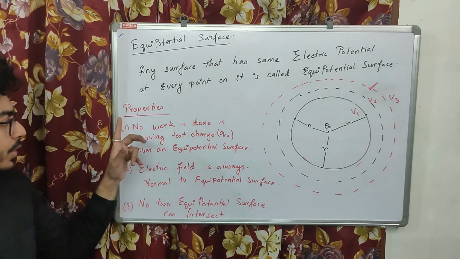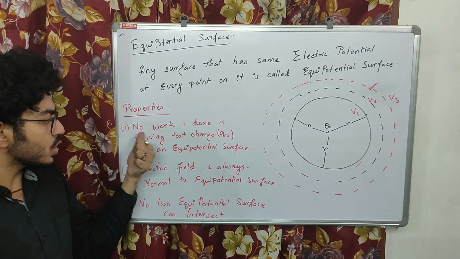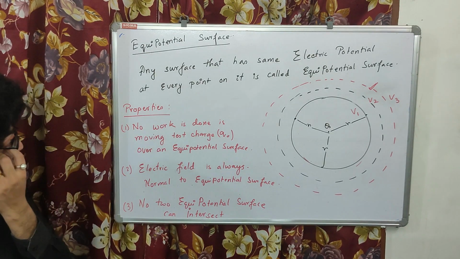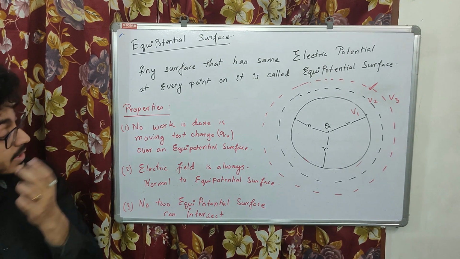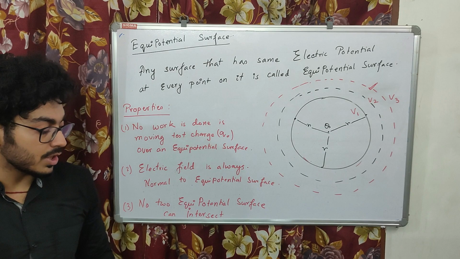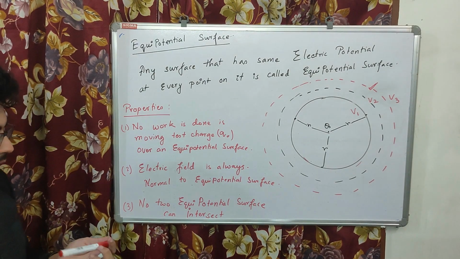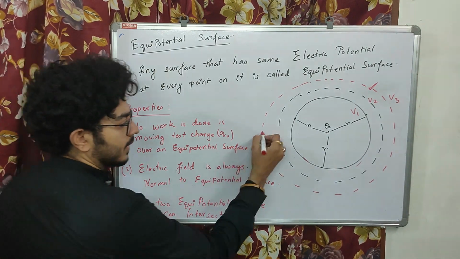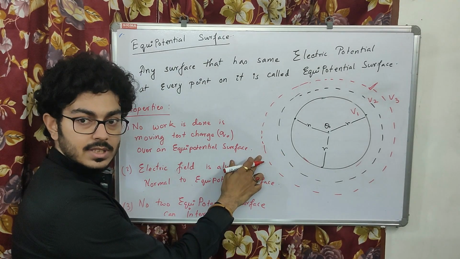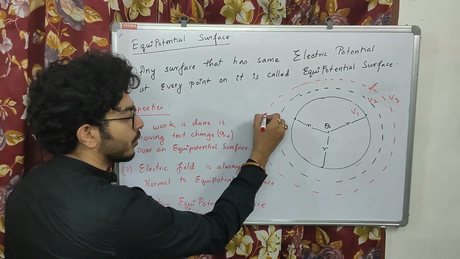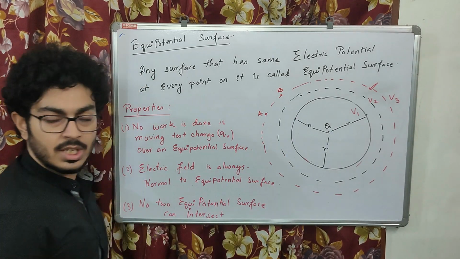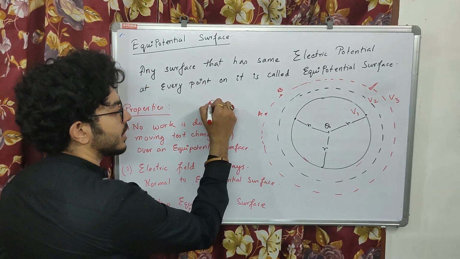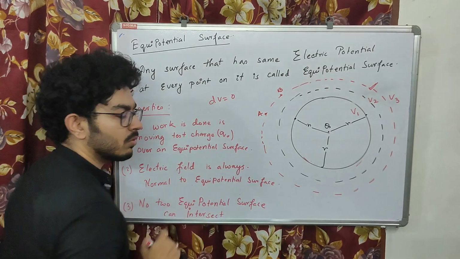So now we are going to understand the properties. It says no work is done in moving a test charge on an equipotential surface. No work is done in moving a test charge on an equipotential surface. Suppose this surface, this red one, just understand. If you move from this point A to this point B, what is the change in electric potential? The change in electric potential, dV, becomes 0.